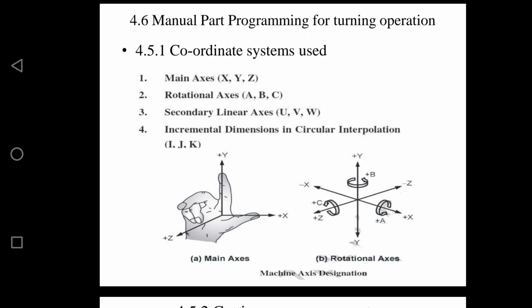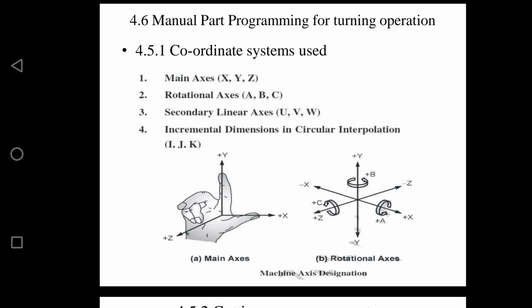When looking along a main axis in the positive direction, clockwise rotation is positive. Let's say I am looking along the positive x axis. The clockwise direction is known as A, positive A. If it is rotating counterclockwise, then that will be indicated as negative A.